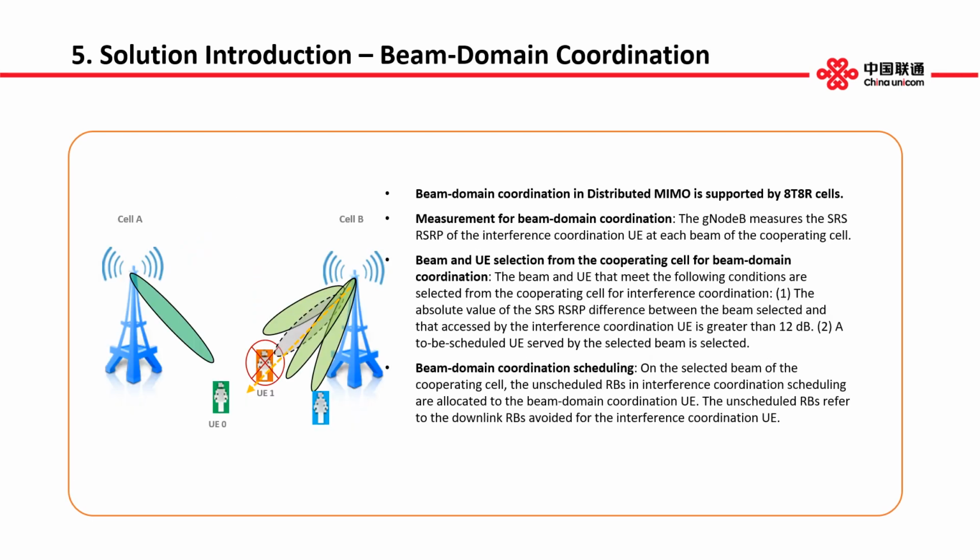Beam domain coordination in distributed MIMO is supported by 8T8R cells. It works in 3 steps. Firstly, measurement for beam domain coordination. Secondly, beam and UE selection from the cooperating cell for beam domain coordination. Finally, beam domain coordination scheduling.